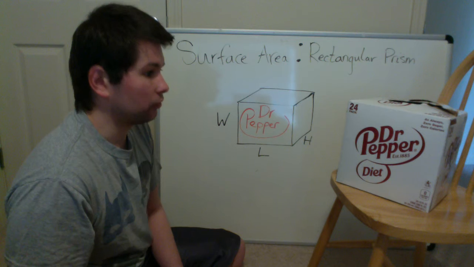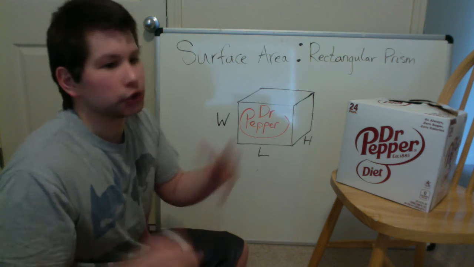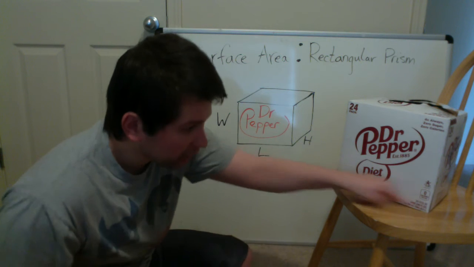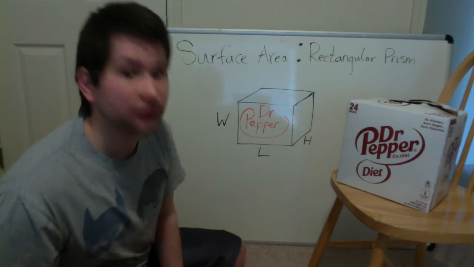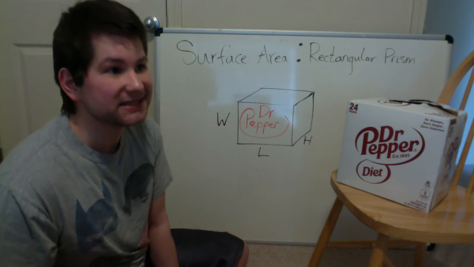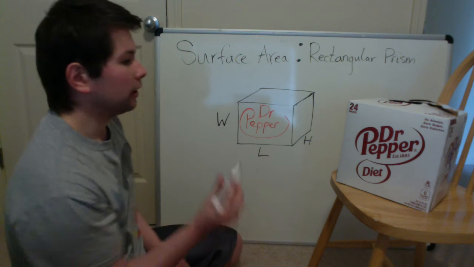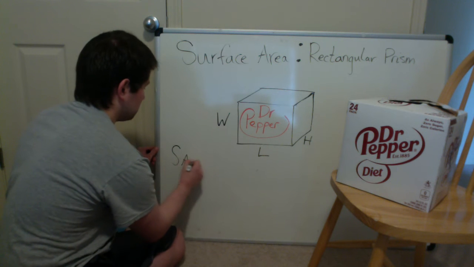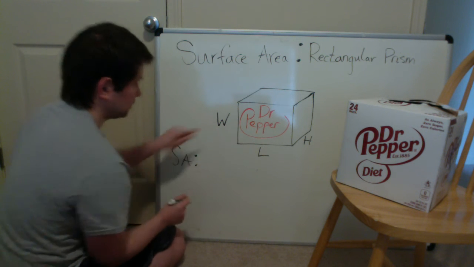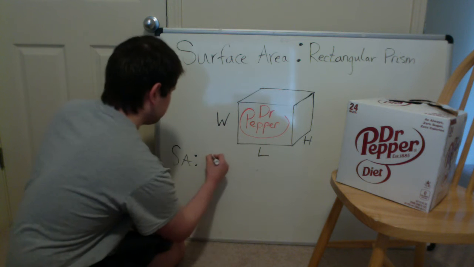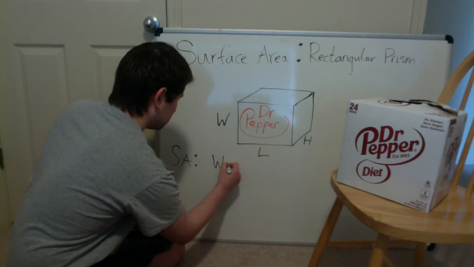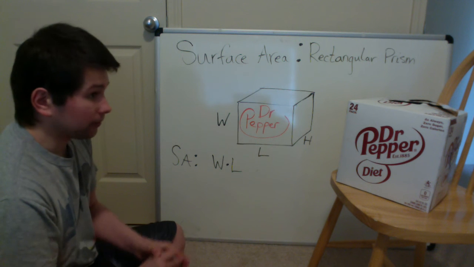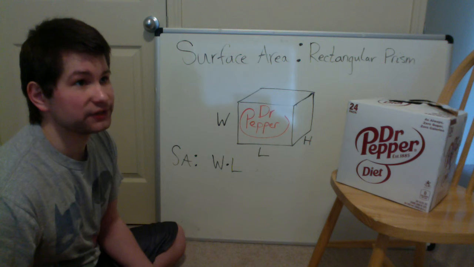Now, some of you might go, well, I thought it was base times height. Sure, tomato, doesn't matter. You're going to take this dimension, and you're going to take the other dimension that's crisscross to it. In math, we call it perpendicular, or at a 90-degree angle. And we're going to multiply them together. So, surface area is going to be width times length. Width times length.